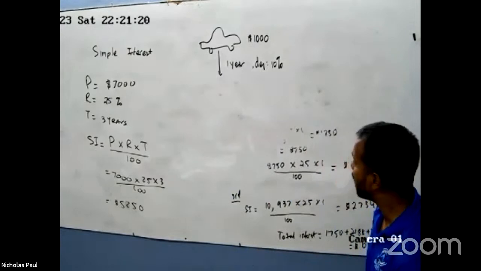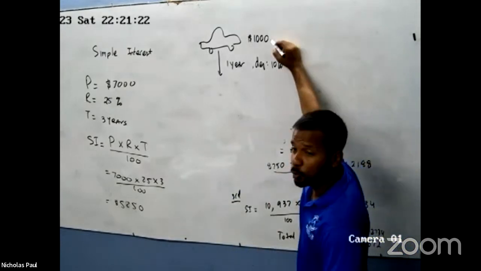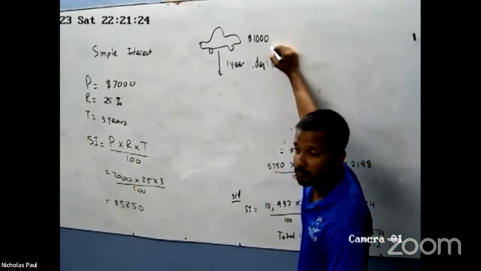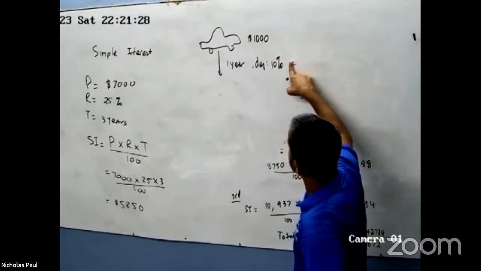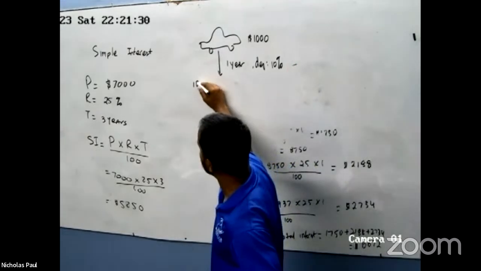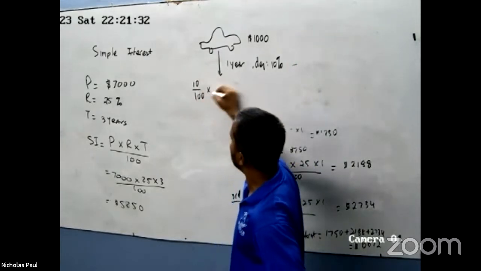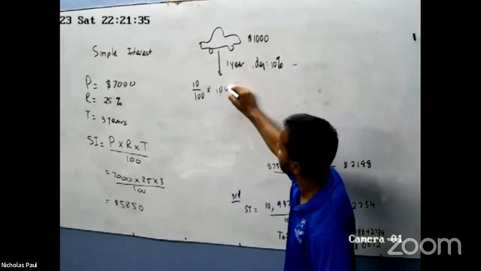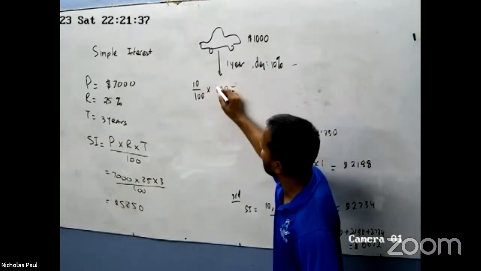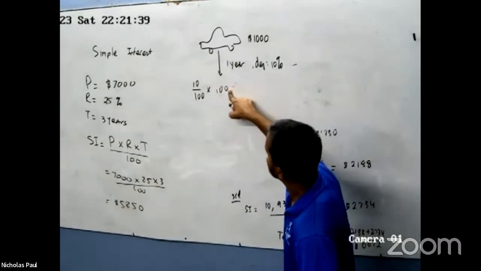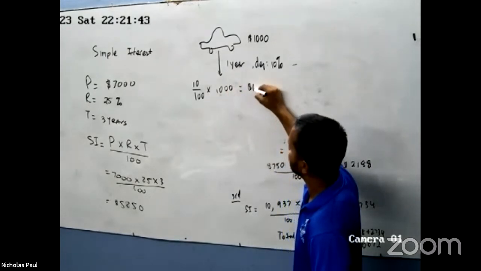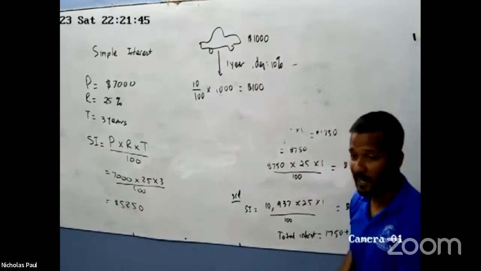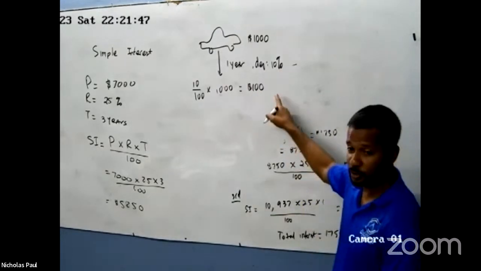So after 1 year, it's going to lose 10% of this value. Right? So what we can do is work out what the depreciated value will be. Let's work out 10% of the original value. That will give you $100. So after the first year, it's going to lose 100 in value.